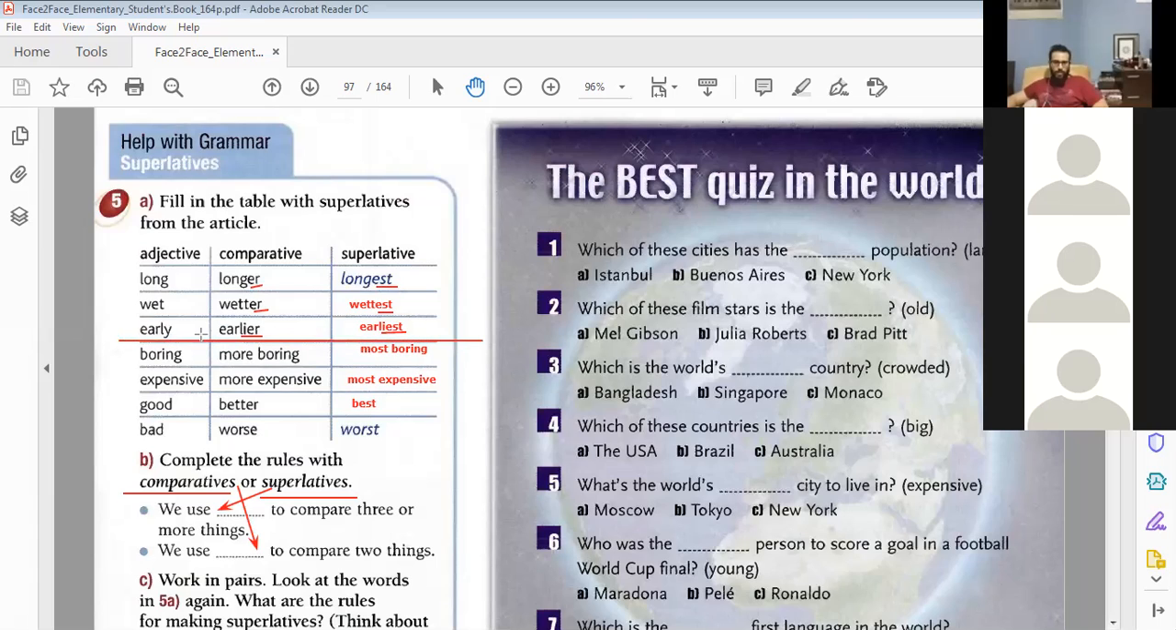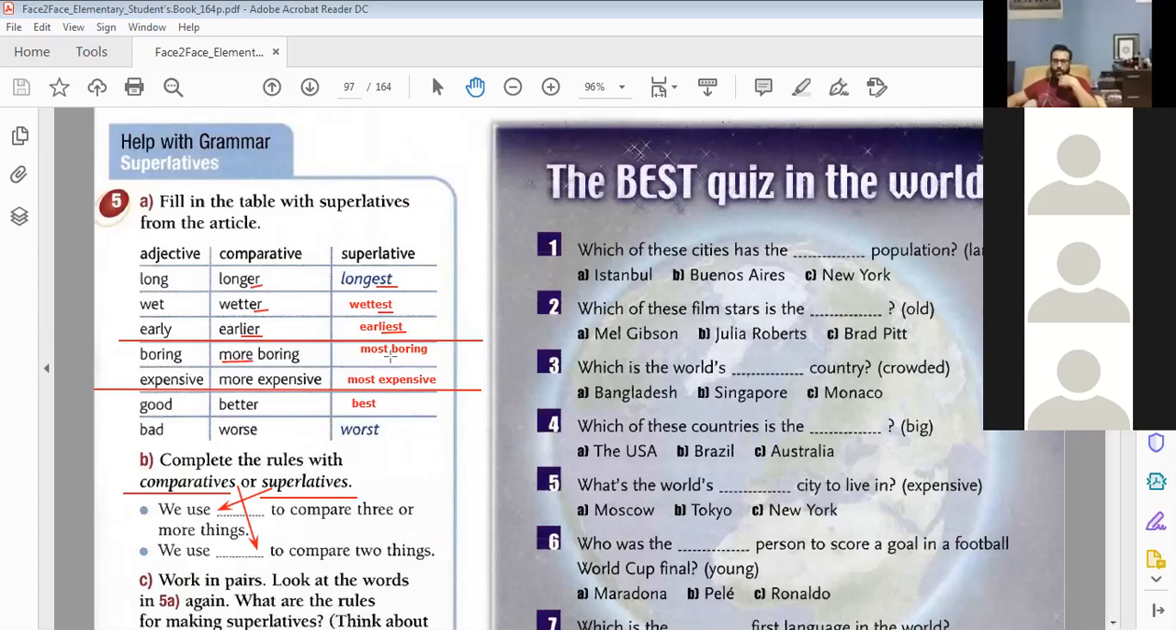So what's different here in these examples? Boring, expensive. What do you think? More than one syllable. Boring has two. And we don't have Y here. We can't apply the same rule as early, sunny, friendly, it doesn't work. So here for boring, we can't use er. We have to use more in comparative.